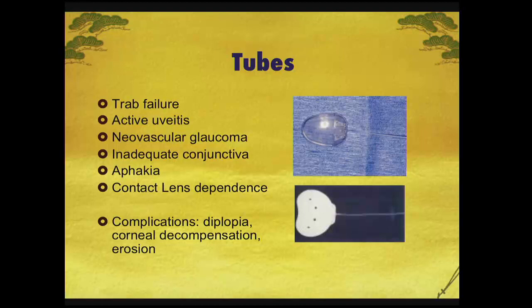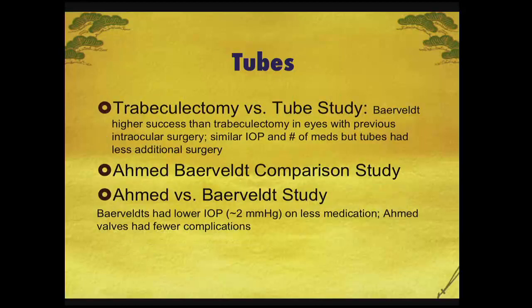You can see all the complications that you see with a trab with a tube, but unique to a tube is diplopia. Corneal decompensation is seen at a much higher rate with tubes, and then erosion of the conjunctiva over the tube. There's a few studies that have looked at tube shunts. There's the Tube Versus Trabeculectomy study.